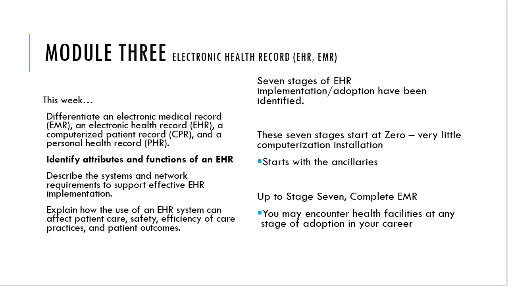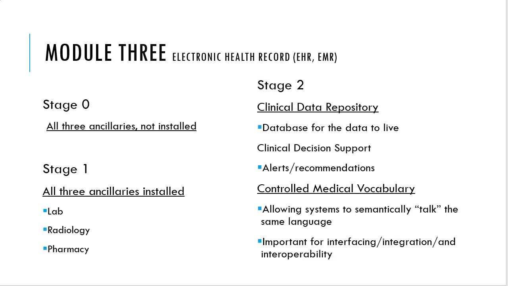And when I'm talking about ancillaries, we're talking about radiology, as well as laboratory, and then also pharmacy. And by the way, we're talking about zero. Nothing is installed. So stage 1 is when all 3 ancillaries are installed. I would be hard pressed to think that there are any organizations out there that you might encounter that would be at stage 1, but it certainly is a possibility.